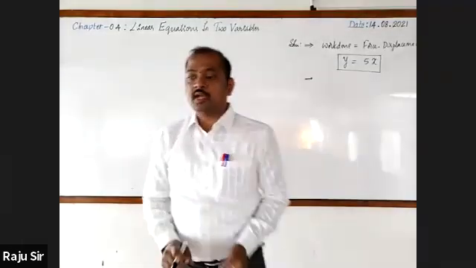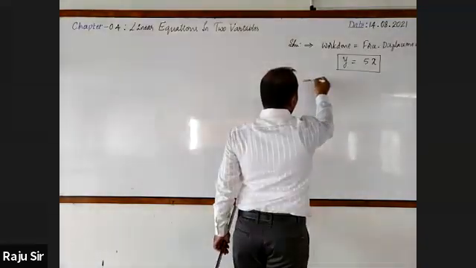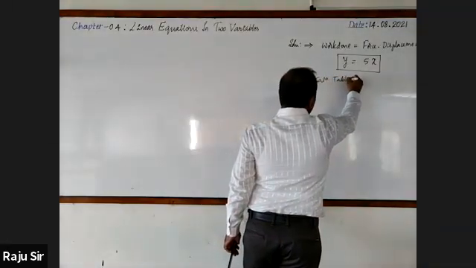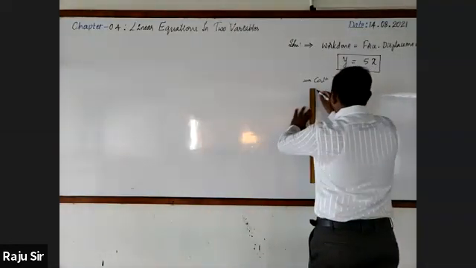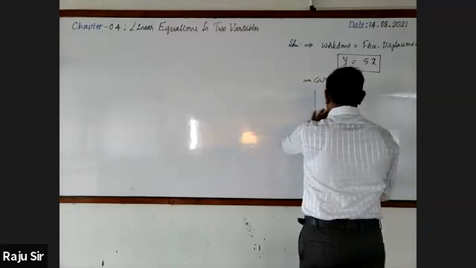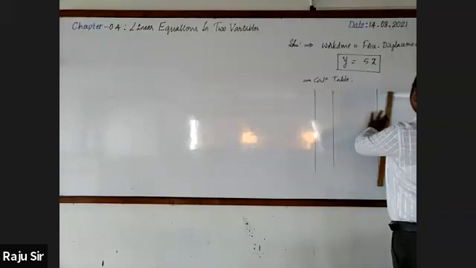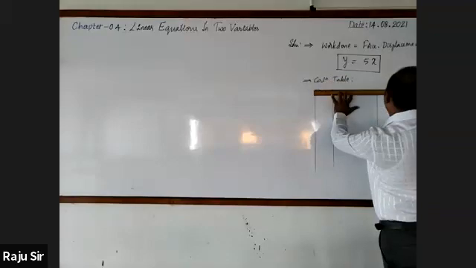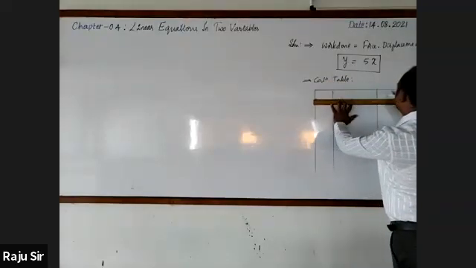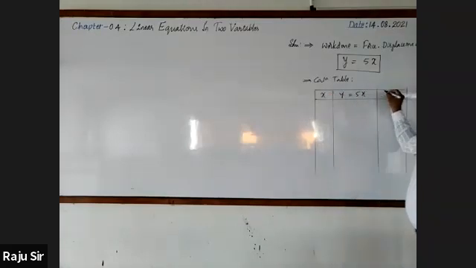While drawing the graph, you'll prepare the table, that is the calculation table. In the calculation table, there will be 3 columns. The first column is for x, the second column is for y equal to 5x, and the third column is for x comma y.